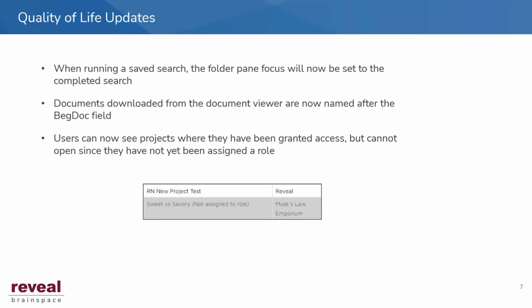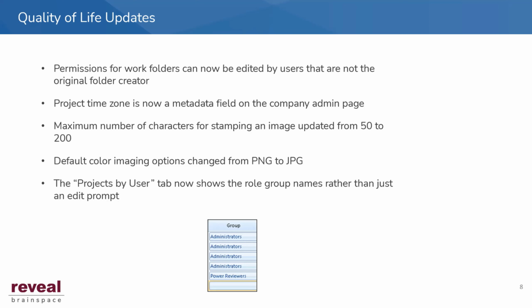Any user in this situation will now be able to see those projects with a message letting them know that they must be assigned to a role. We have also made a permissions update related to work folders. Now any user with edit access to a folder and related permissions can change the folder's permissions.